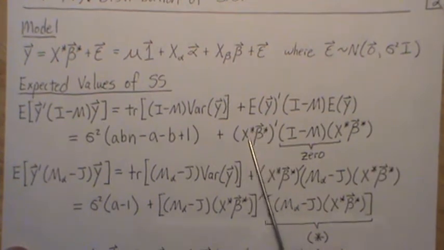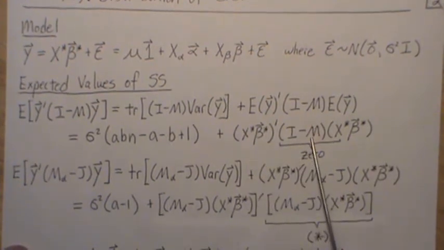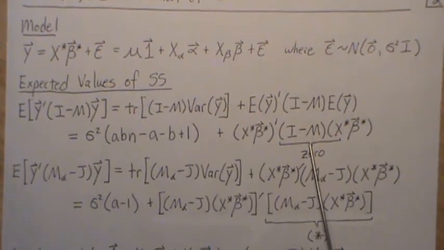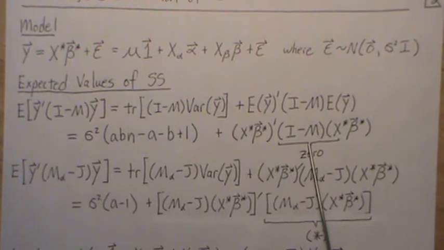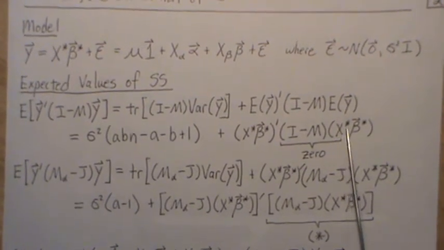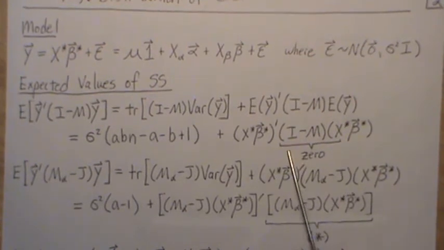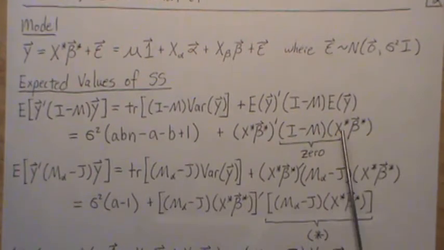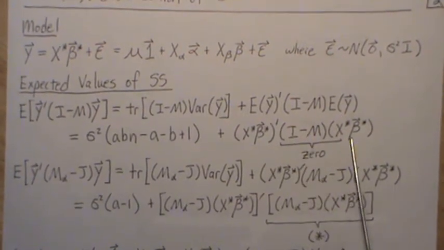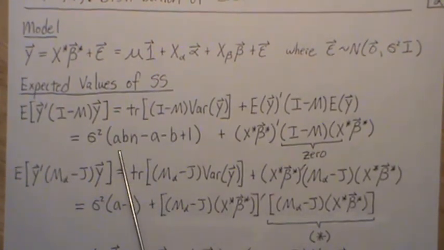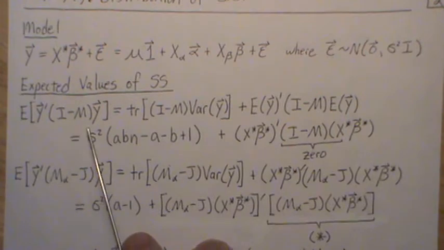So here it's X star beta star transpose times I minus M times X star beta star. But I minus M is the perpendicular projection matrix onto the orthogonal complement of the column space of X star, so it projects everything into the orthogonal complement. So this has to be 0. Or you can think of it as M times X is X, so you get X minus X, which is 0. So the expected value is this, and then you can divide to the other side and get an unbiased estimate for sigma squared.